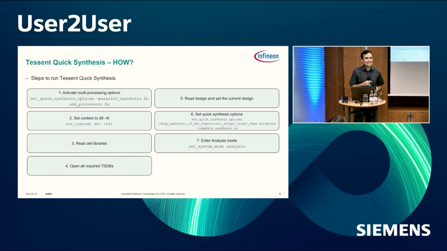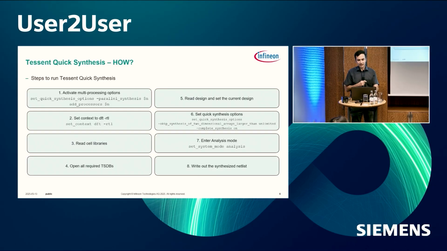Then you enter the analysis mode. The tool already starts to run the synthesis. And finally, you can write out your netlist as a Verilog file.